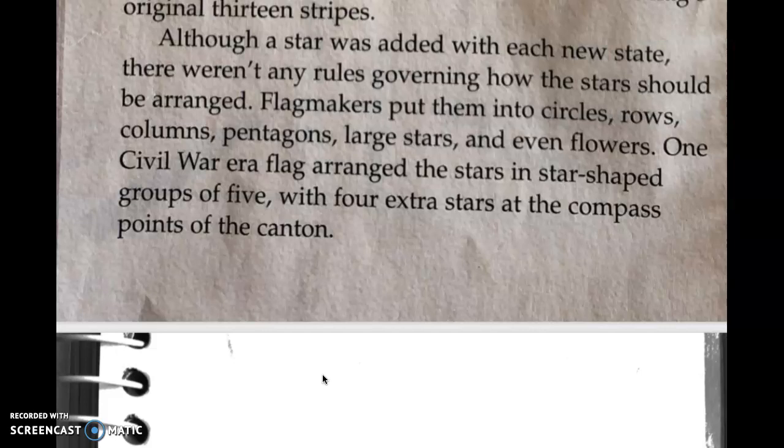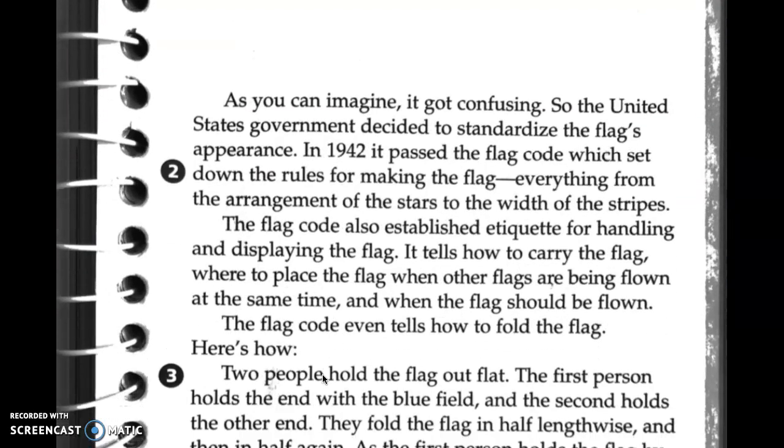One Civil War era flag arranged the stars in star-shaped groups of 5, with 4 extra stars at the compass points of the canton. As you can imagine, it got confusing. So the United States government decided to standardize the flag's appearance. In 1942, it passed the Flag Code, which set down the rules for making the flag. Everything from the arrangement of the stars to the width of the stripes.